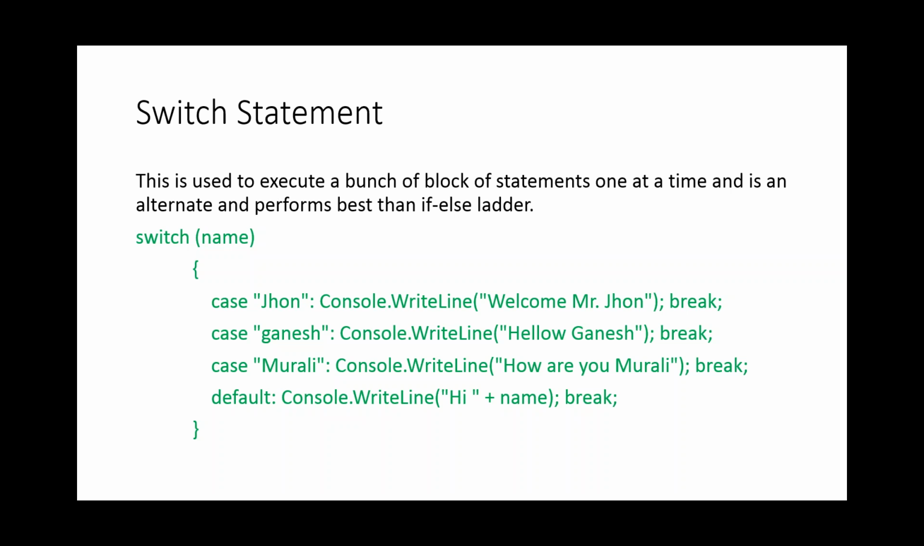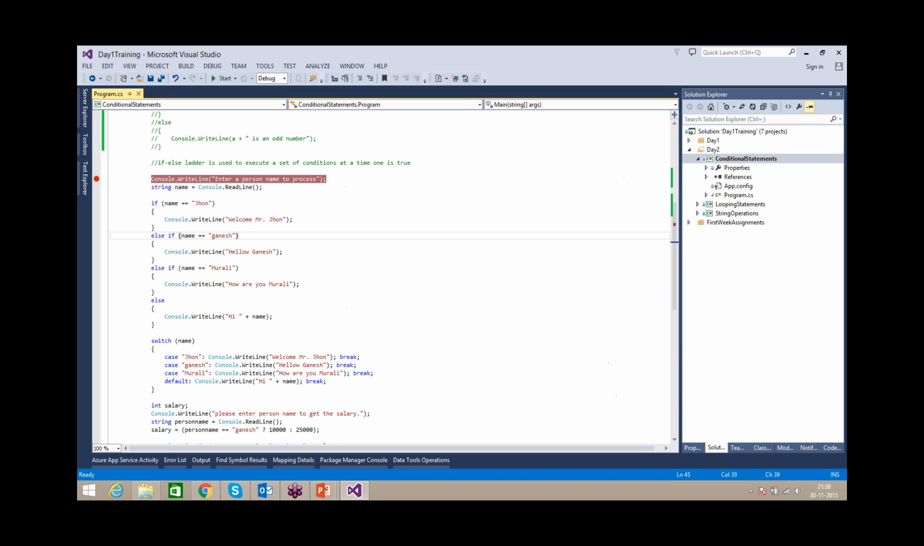If you want to see how it executes, I will explain. First we will see how the switch works. The same way the if else ladder works, this also works in the same way. When name equal to John, it will execute these lines. If Ganesh, it will execute these lines, and if it is Murli, it will execute these lines.